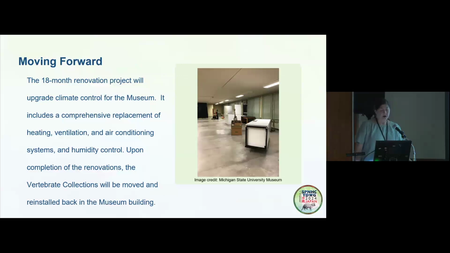So our 18-month renovation project will upgrade climate control for the museum. It includes a comprehensive replacement of the heating, ventilation, and air conditioning systems, as well as humidity control. And upon completion of the renovations, all of the vertebrate collections will be moved back and reinstalled in the museum building.